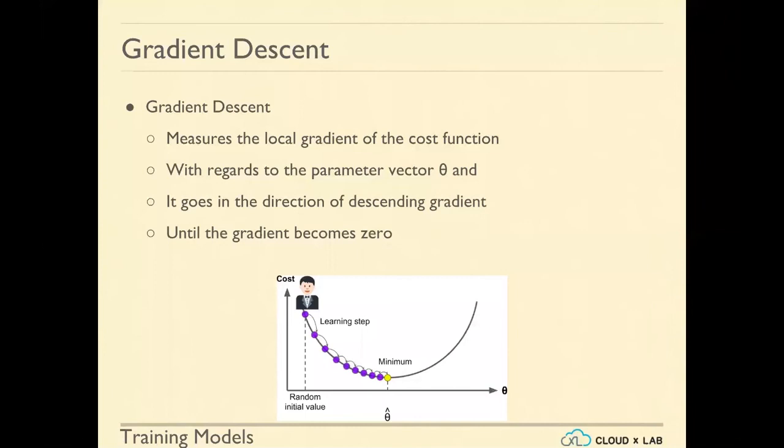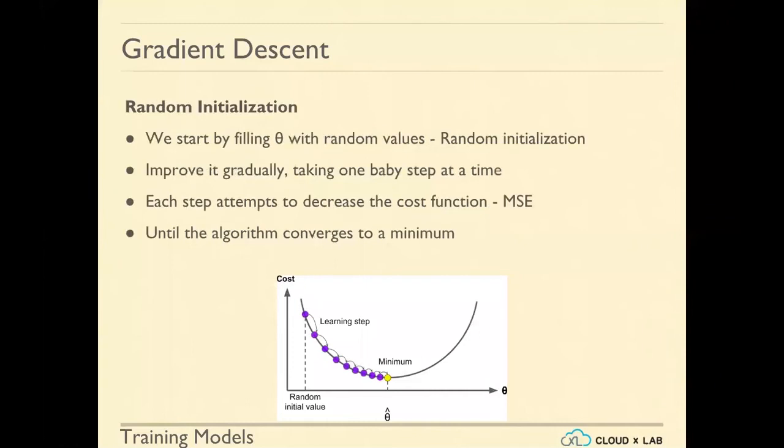So we measure the local gradient, as in the gradient means the slope, as in the rate of change or differentiation with regards to the parameter vector theta, and it goes in the direction of descending gradient until the gradient becomes 0. We start by filling theta with random values. Initially, we just take any random value of theta, right? Then we improve these values gradually by taking one baby step at a time. Each step attempts to decrease the cost function until the algorithm converges to the minimum.